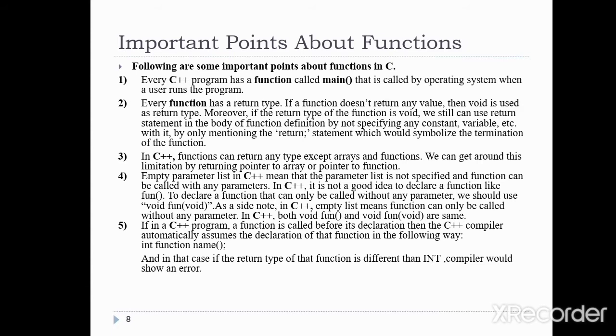And there is some more importance. If in a C++ program a function is called before its declaration, then the C++ compiler automatically assumes the declaration of that function in the following way: int, that is the return type, then the function name. In that case, if the return type of that function is different than int, the compiler would show an error. So these are some important points about functions.